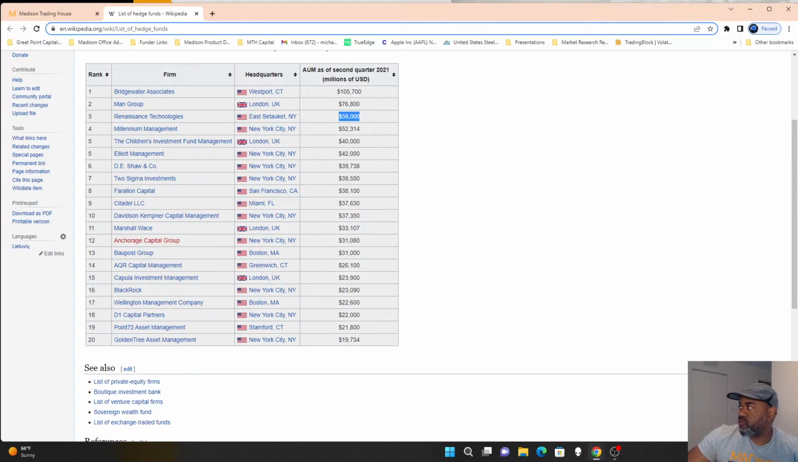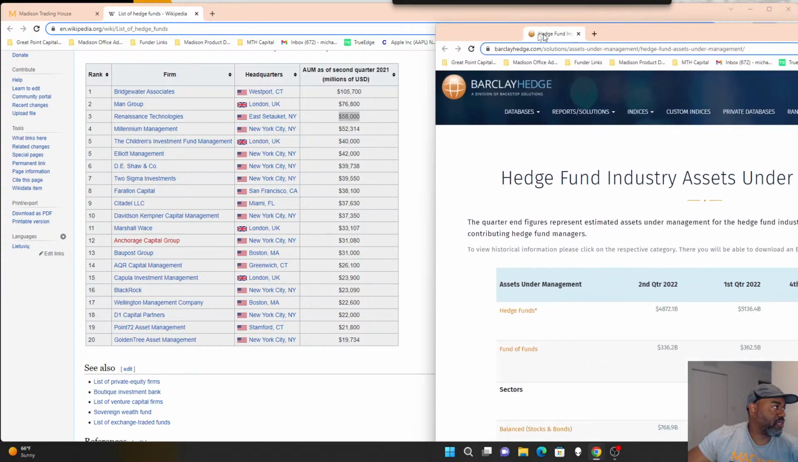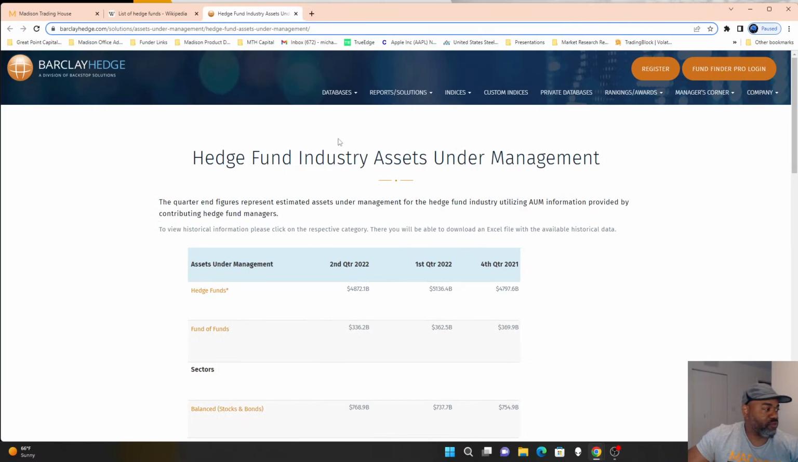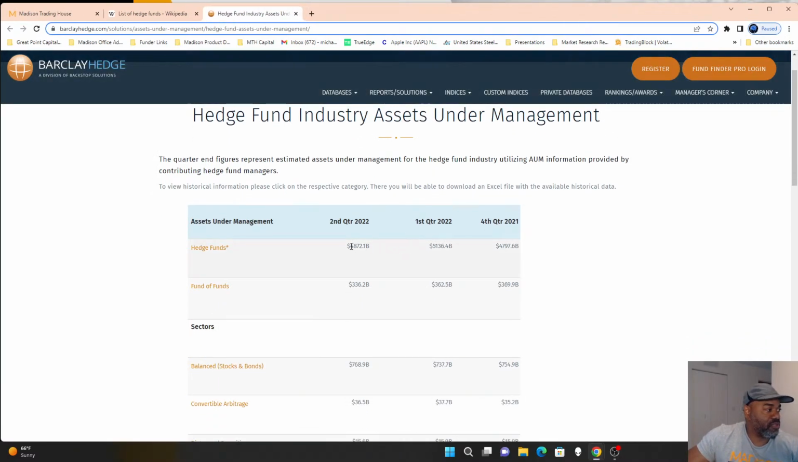If I go to look at the hedge fund database from Barclay Hedge, which is the premier place to get this information, these are the numbers that we see. Currently, hedge funds have $4.872 trillion under management, in the entire hedge fund industry. That's the entire amount. Now notice that that's not as big as what we saw for those passive ETFs and passive mutual funds. They had much more money.